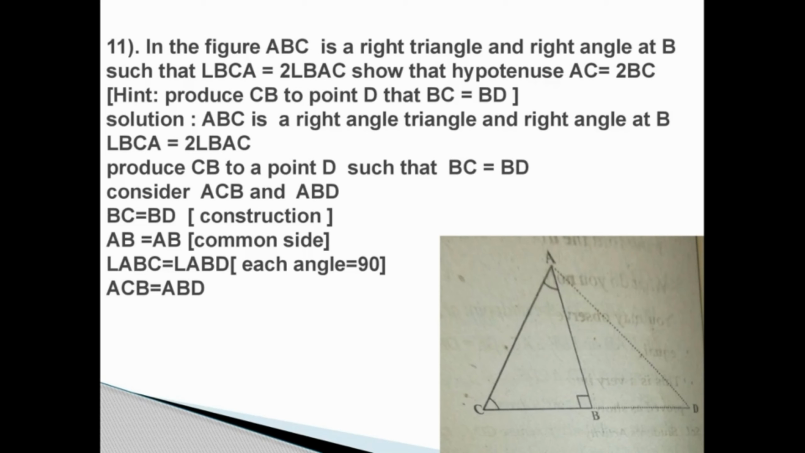Solution. ABC is a right angle triangle with right angle at B. That is, angle BCA is equal to 2 times angle BAC. Produce CB to point D such that BC is equal to BD. Consider triangle ACB and triangle ABD. BC is equal to BD by construction. AB is equal to AB, common side. Angle ABC is equal to angle ABD, each angle is equal to 90. Therefore, triangle ACB is congruent to triangle ABD.